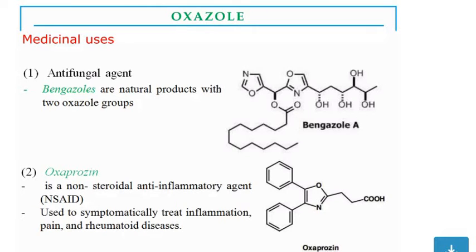Bengazoles are natural products with two oxazole groups. You can see the two oxazole rings present in bengazoles. Oxaprozine is a non-steroidal anti-inflammatory agent used to systemically treat inflammation, pain, and rheumatoid disease. You can see the oxazole ring present in oxaprozine.